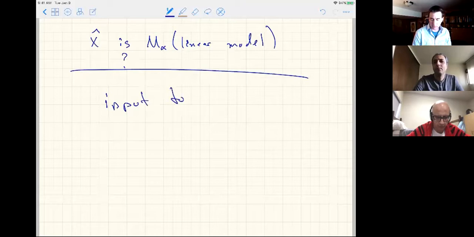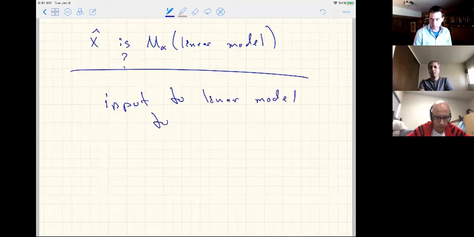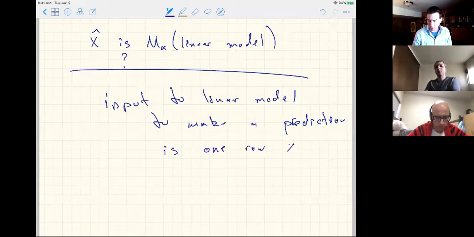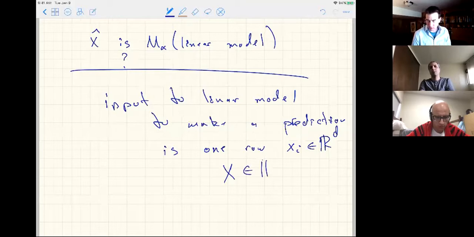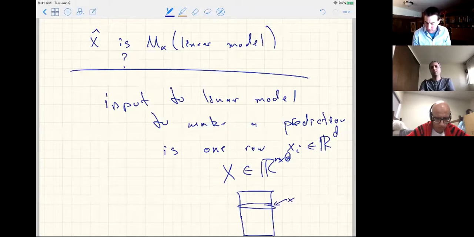the input to the linear model, to make a prediction, is kind of one row xi, right? Which is going to be a vector in Rd. So I'm going to have x, which is R n by d. I can think of this as a matrix, and I'm going to take one row. This is going to be xi.